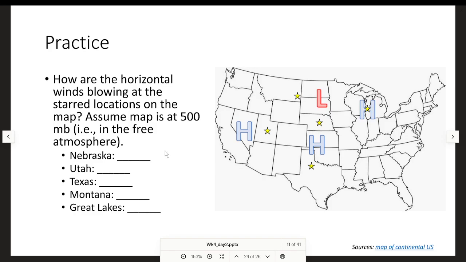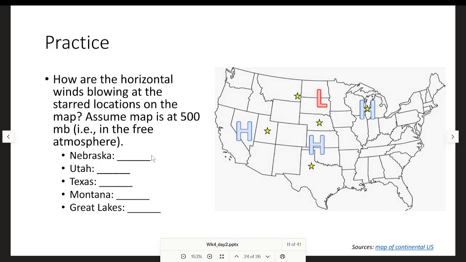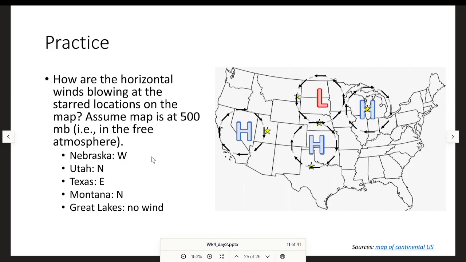Okay, how are the horizontal winds blowing at the starred locations? Let's find out. Here you go if you want to fill this in. I don't really feel like I need to go over this, but if you have any questions about this, let me know. You draw a circle that is clockwise around the high and counterclockwise around the low, and you can figure out what direction the wind is going.